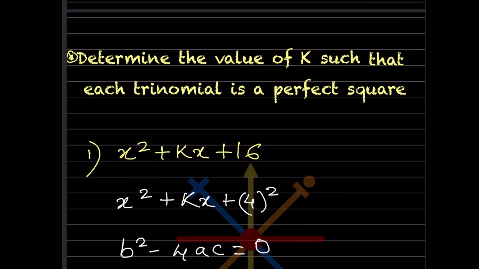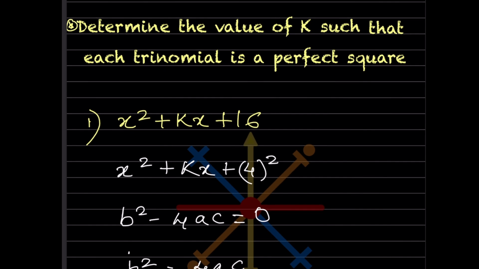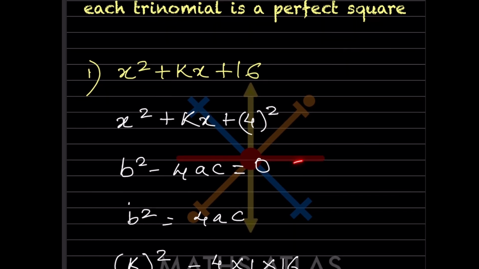Now here, determine the value of k such that each trinomial is a perfect square. For this one, this is a quadratic expression, but we don't know the value of the coefficient of x, that is given as k. So we have to find what k is. First we write this as it is, and 16 is a perfect square, 4 square is 16. So we have to write the discriminant b square minus 4ac is equal to 0.